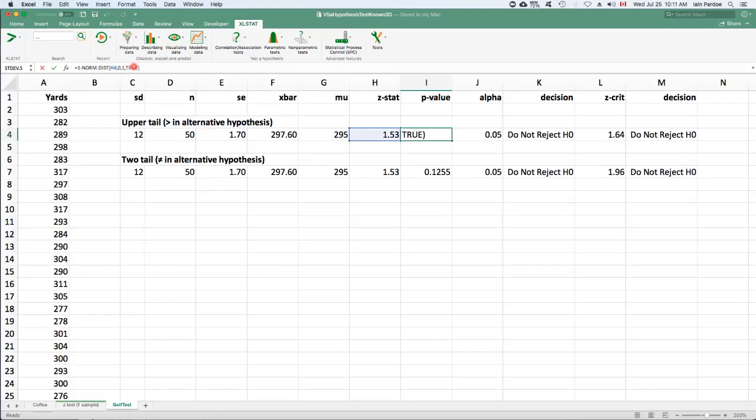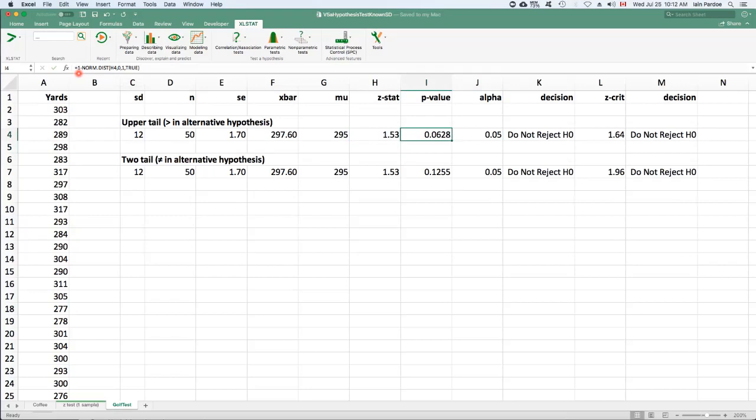And the way that we calculate this in Excel is if we use norm.dist with the test statistic as the first argument, that will give the area to the left of the Z statistic. So the tail area to the right of the test statistic will be 1 minus that. So the p-value comes to 0.0628. We're going to do a significance level of 0.05 for this test.